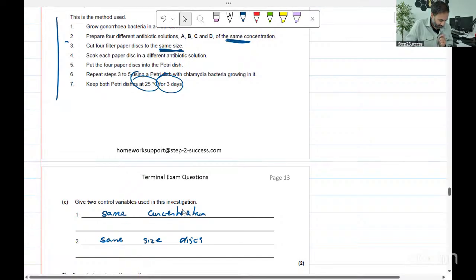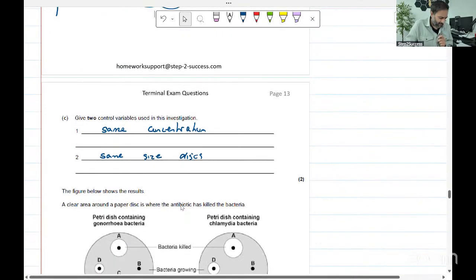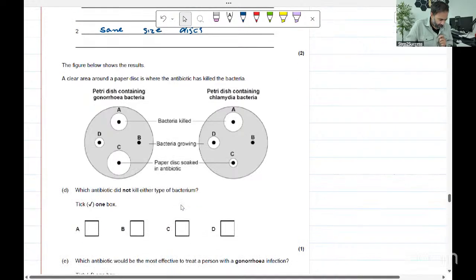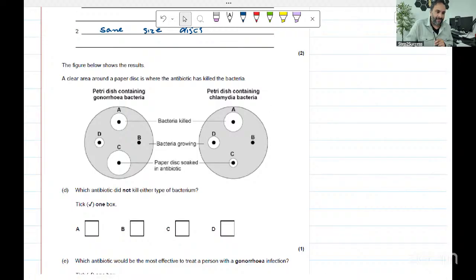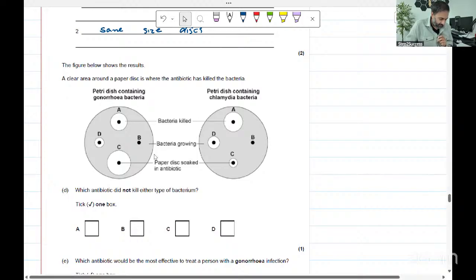Booklet 2, 3, I'll come to in just a moment. I think a couple of these will be the same. Then what they did was they did it with two types of bacteria, gonorrhea and chlamydia. And you can see, based on the circles, which bacteria were killed. Which antibiotic did not kill either type of bacterium? Well, B, because there's no circle around it.